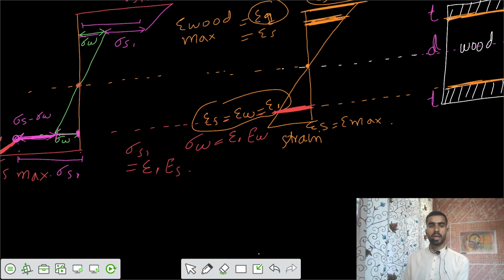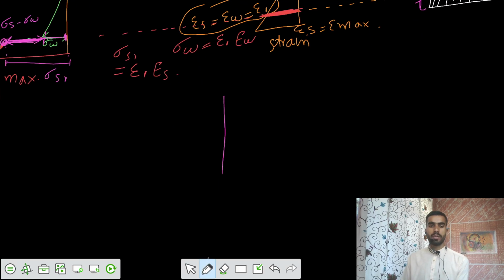If you want to make it in a more detailed way, initially the stress was sigma S max, then it decreases by some amount. After that, the value here would become equal to sigma S1.